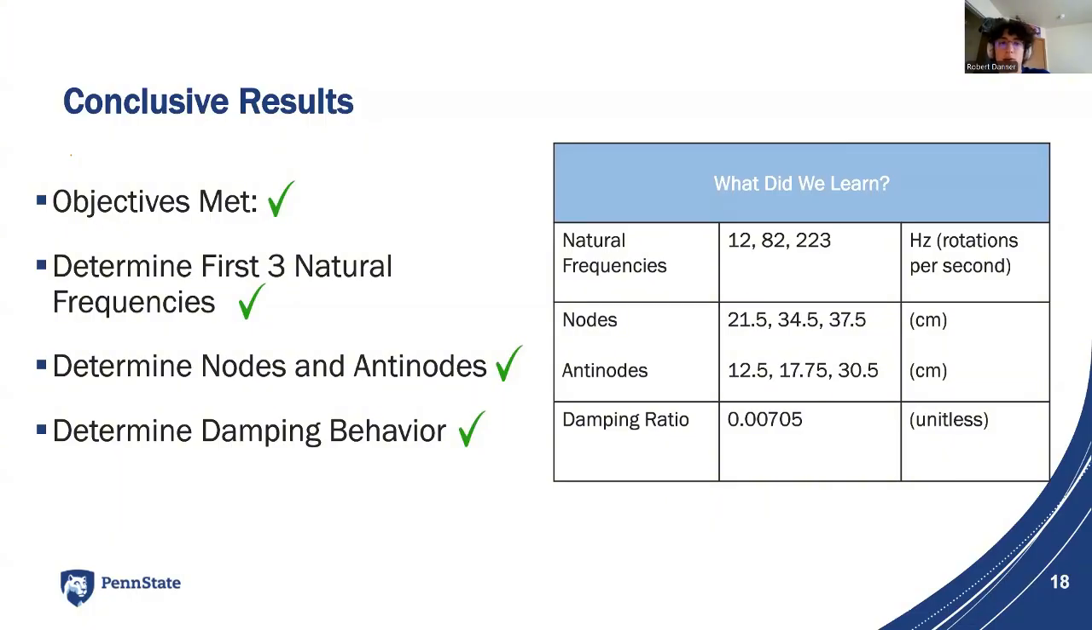These values were all successfully found in the experiment, and thus we had a very high rate of success. The first three frequencies were found to be 12, 82, and 223 Hz, which is just a unit that says how many vibrations the beam cycles per second. We also learned that there are nodes at 21.5, 34.5, and 37.5 centimeters from the root. We also found the antinodes at 12.5, 17.75, and 30.5 centimeters from the root. The damping ratio was found to be 0.00705. This is a unitless quantity just to tell us how quickly the beam slows down its vibrations after we let go.